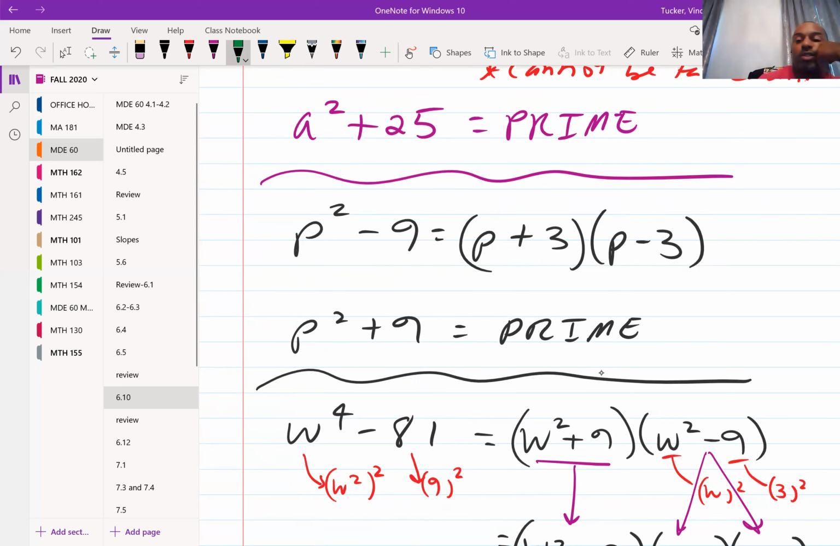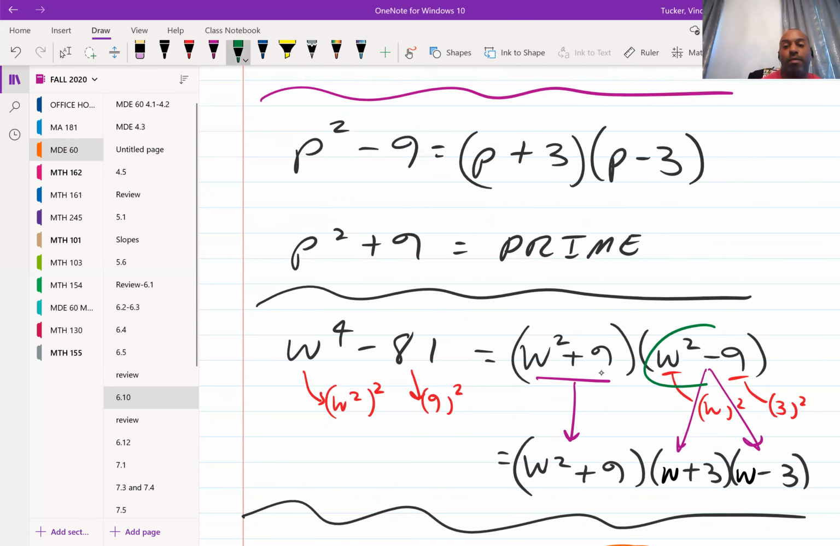All right. So w squared plus 9 cannot be factored. We're just talking about being prime. Now w squared minus 9, though, is another perfect square. So you remember your directions will be to factor completely. If you factor it once, it is possible to continue factoring, so you do want to make sure you factored it completely. So I can break up that w squared minus 9 into w plus 3, w minus 3. And so this would be my complete factorization: w squared plus 9, w plus 3, w minus 3.